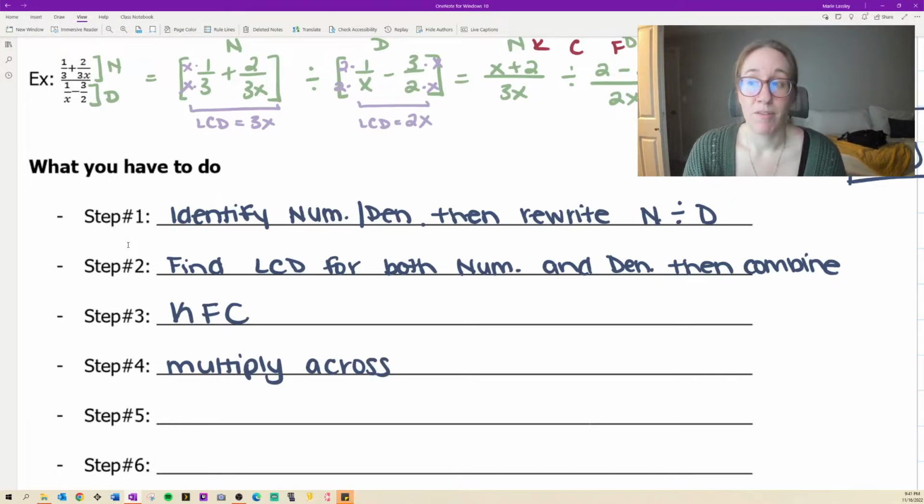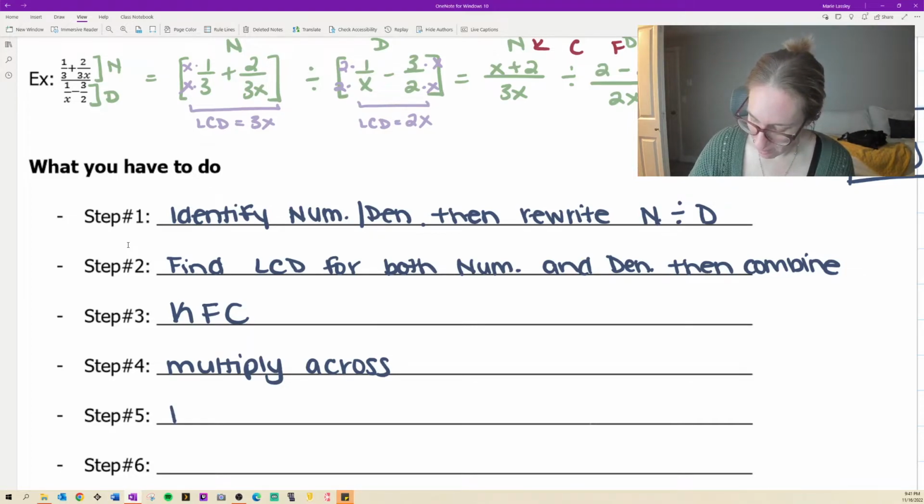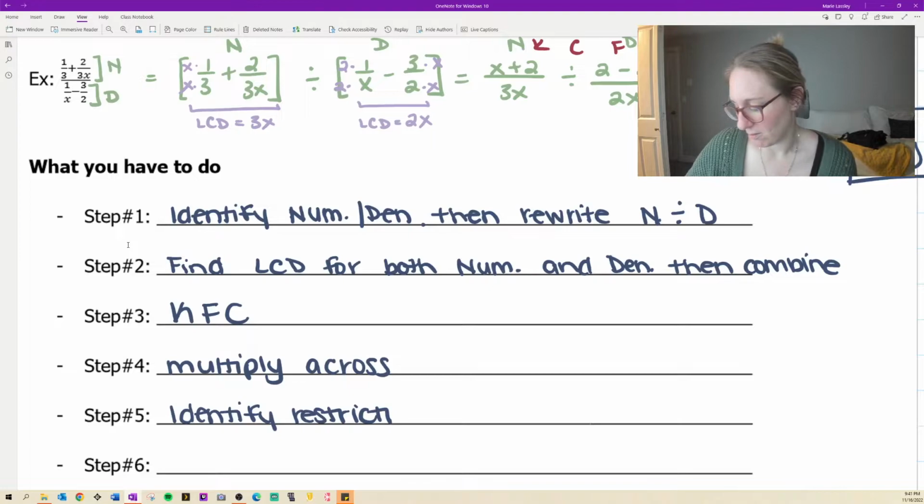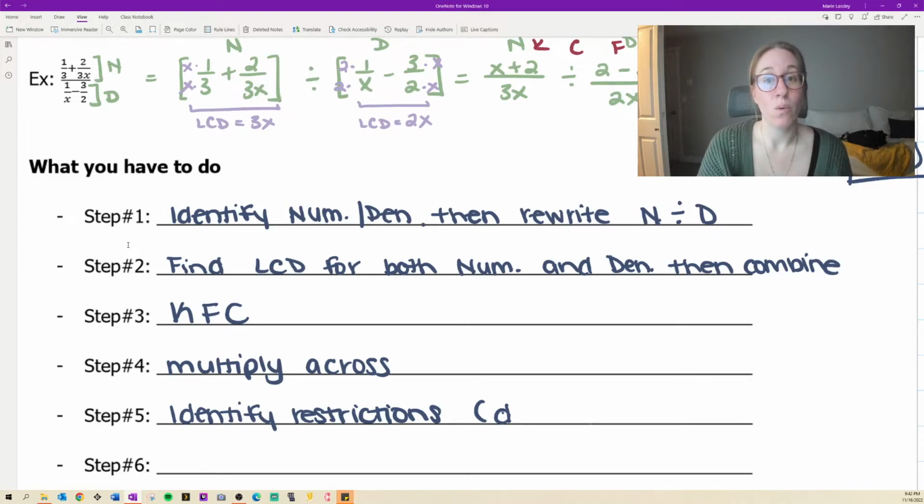All right, step number 5. Now we didn't do this because I didn't even think about it, but you should do this. Step number 5, identify any restrictions. Just remember, as a reminder, your denominator cannot equal 0. You always want to do that before you simplify. Ooh, I lied. You want to do that before.